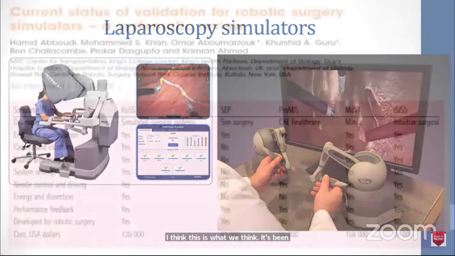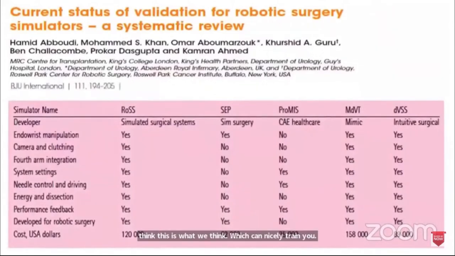I think this is one of the things which can nicely train you. There are all these simulators, and then there are various simulators. There were some from ROS, although it's very costly, but it gives you all those options of endo-wrist manipulation, camera clutching, fourth arm integration. I think this is one of the best ones.